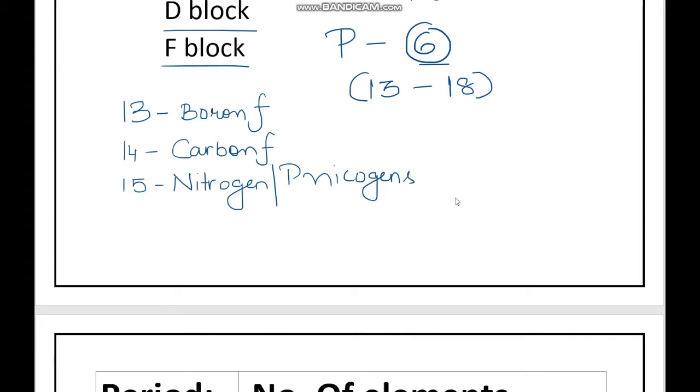Group number 15 is also known as pnictogens. The P used here is silent. It is known as pnictogens.